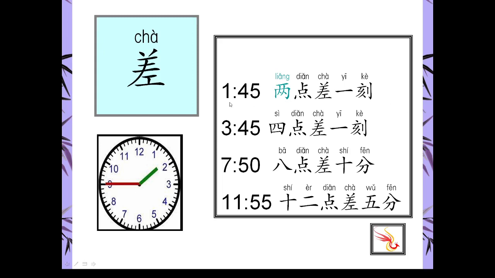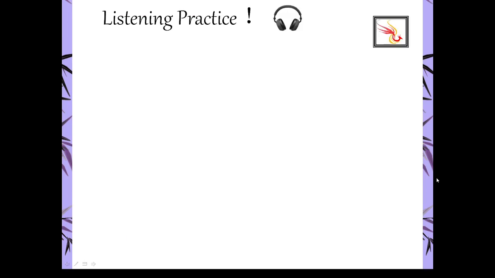Okay, 1:45, 2点差一刻. 3:45, 4点差一刻. 7:45, 8点差一刻. 5 minutes to 12, 12点差5分. Okay, now see if you can listen to a time and work out what time it is.